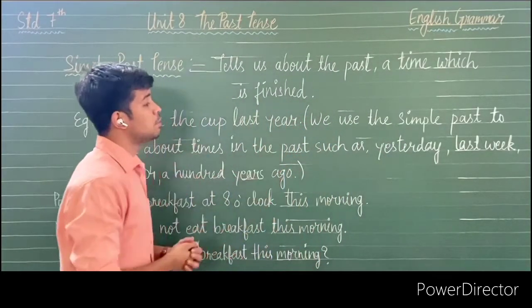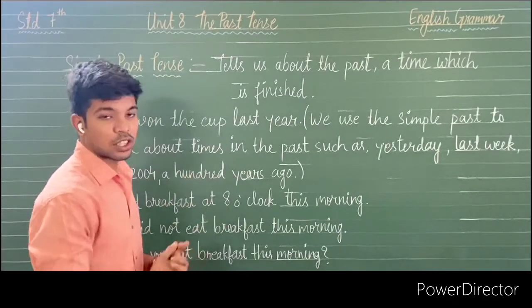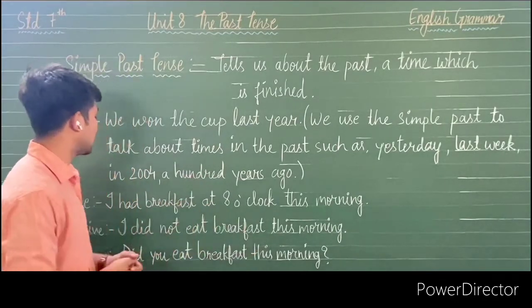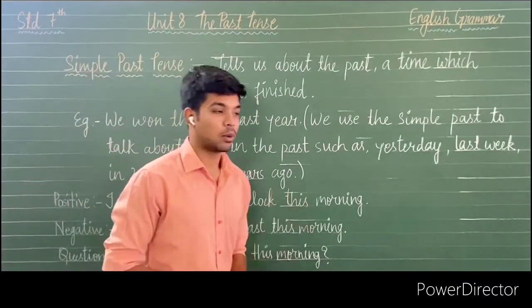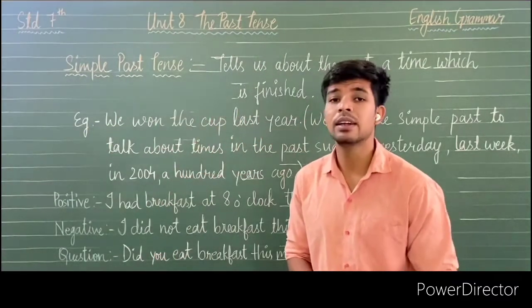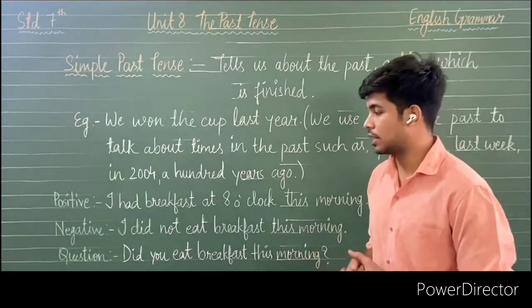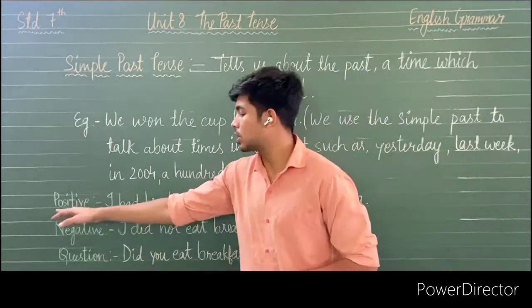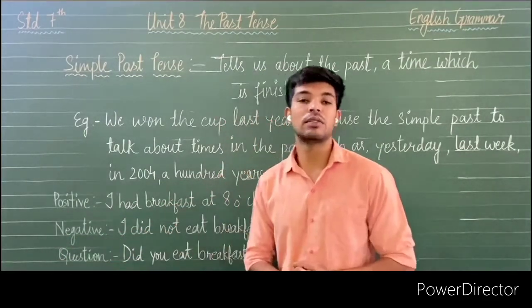We use the simple past to talk about times in the past, such as yesterday, last week, in 2004, 100 years ago and many more. There are three forms of sentences in each of these tenses. The first is positive, the second negative, and the third one question form.